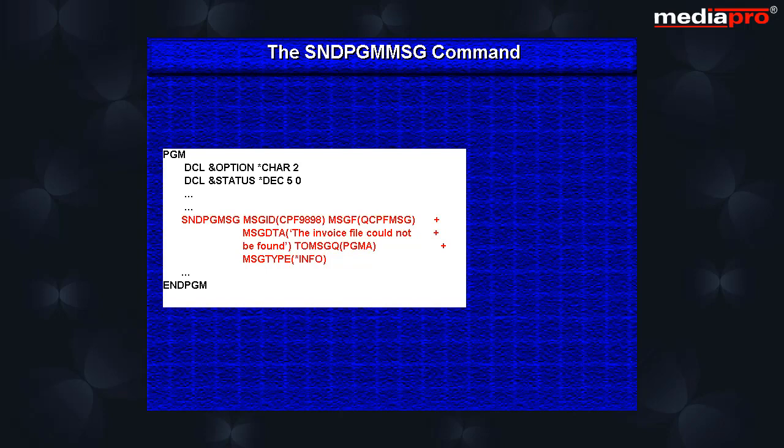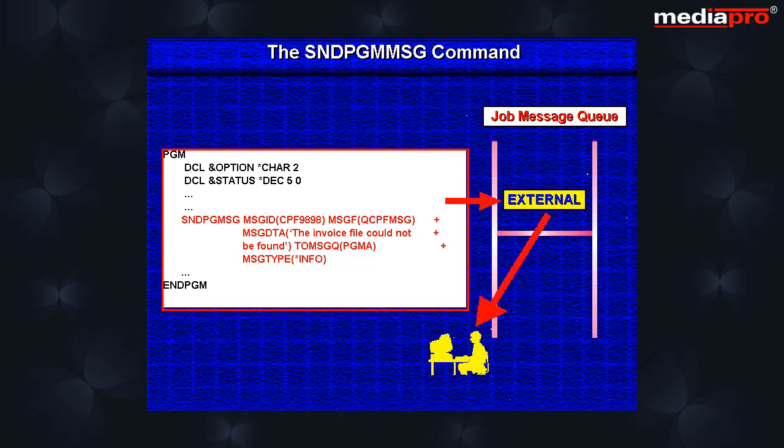The send program message command is used to send messages from one program to another program in the job's message stack. The program can also send a message to the user through the external portion of the job's message queue.